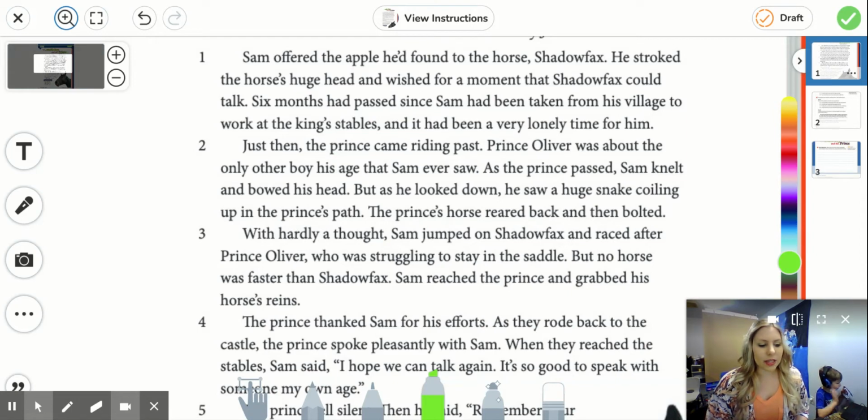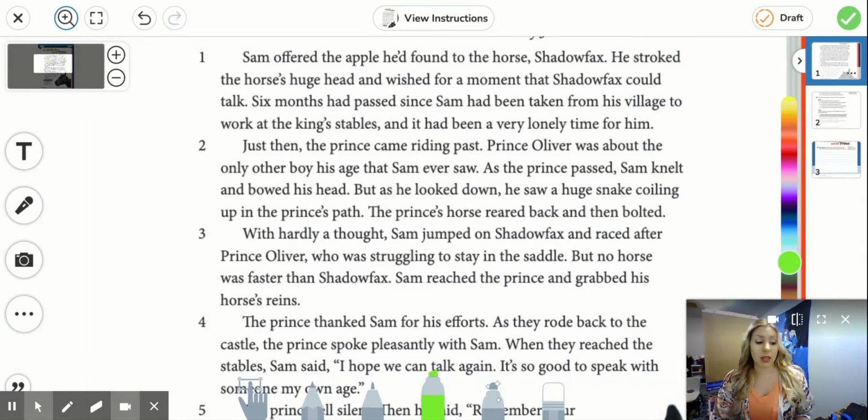It says, Sam offered the apple he'd found to the horse, Shadowfax. He stroked the horse's huge head and wished for a moment that Shadowfax could talk. 6 months had passed since Sam had been taken from his village to work at the king's stables, and it had been very lonely for him.